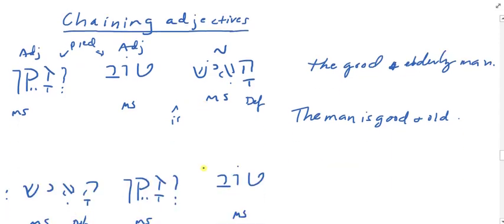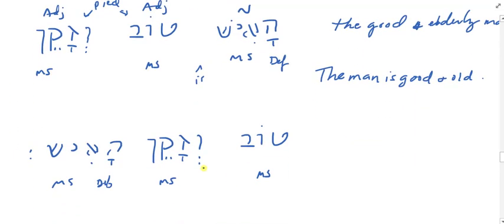All right. Here is another example just using a different order. I have tov v'zakein ha'ish. Good and old, the man. Just like me, Tarzan, you, Jane. I've got a copular construction here. Notice that my subject noun is definite. My predicate adjectives are indefinite. How else do I know these are predicate adjectives and not attributive adjectives? Because attributive adjectives always go after the noun they modify. These adjectives are before. So it cannot be attributive here. It has to be predicate adjective.